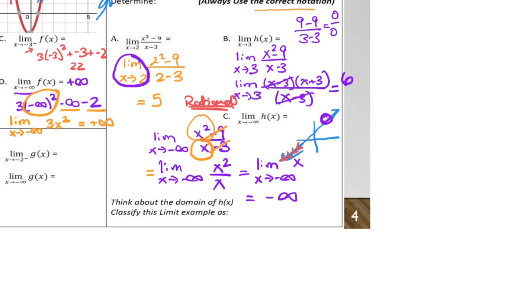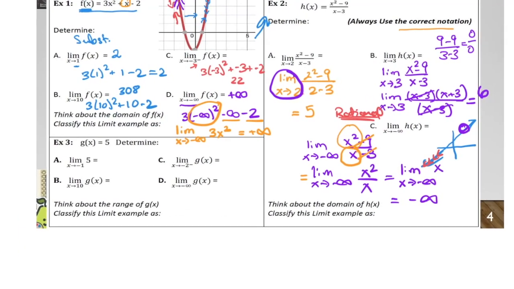So I want you to think about these two problems. The first one is an example of a polynomial, and substitution works very nicely. The second one is a rational problem, and as you think about your limits, you should look for factoring and removable discontinuities.